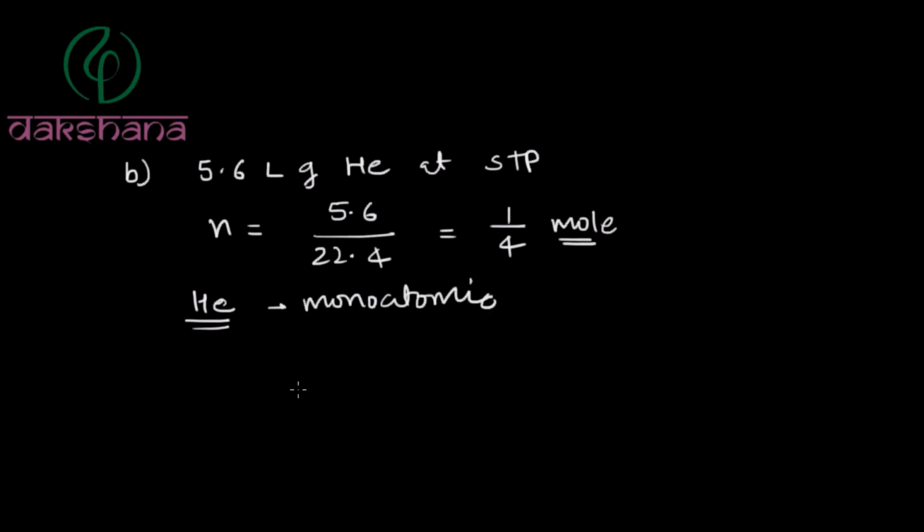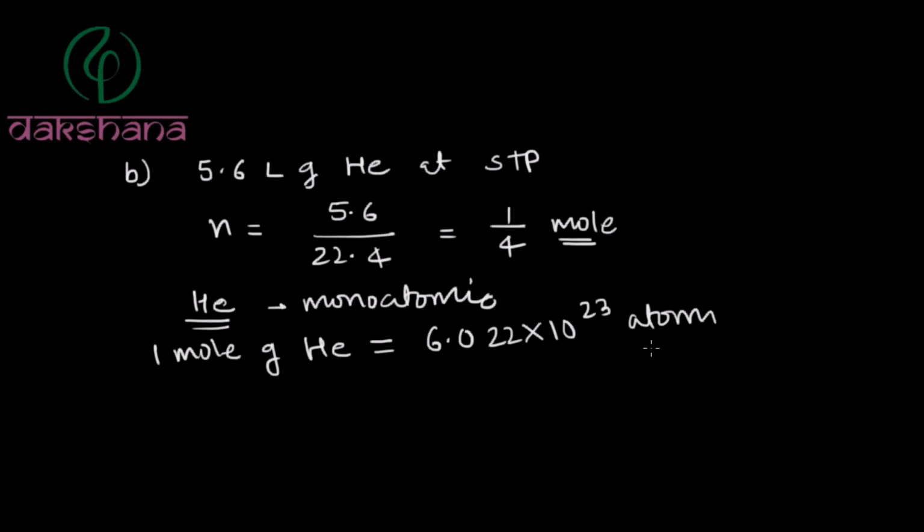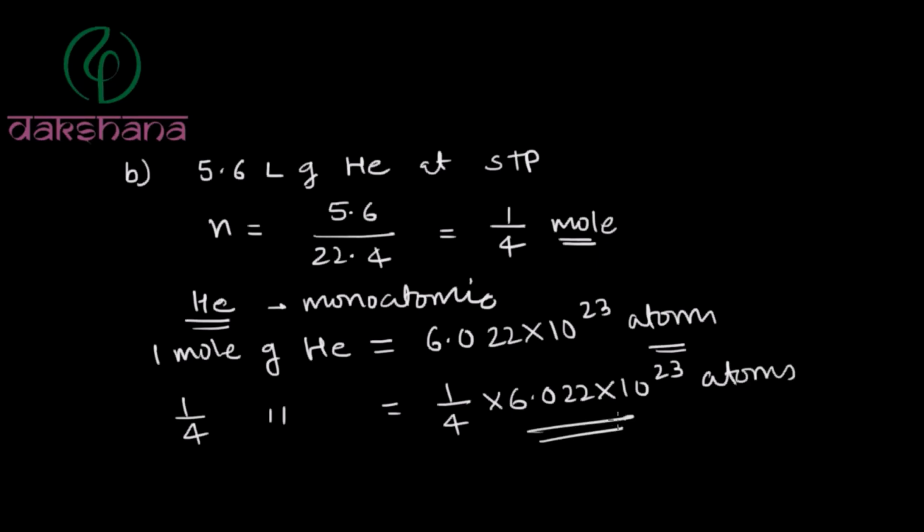Okay, so for helium I can write that 1 mole of helium is equal to 6.022 into 10 to the power 23 atoms, and in 1 by 4 mole of helium I will have 1 by 4 into 6.022 into 10 to the power 23 atoms, and this is the answer.